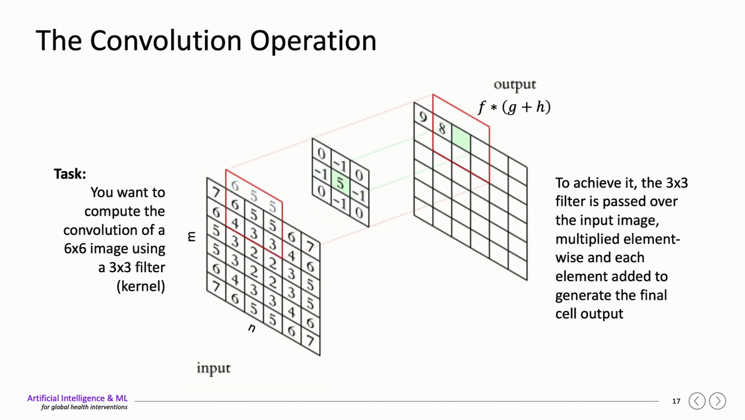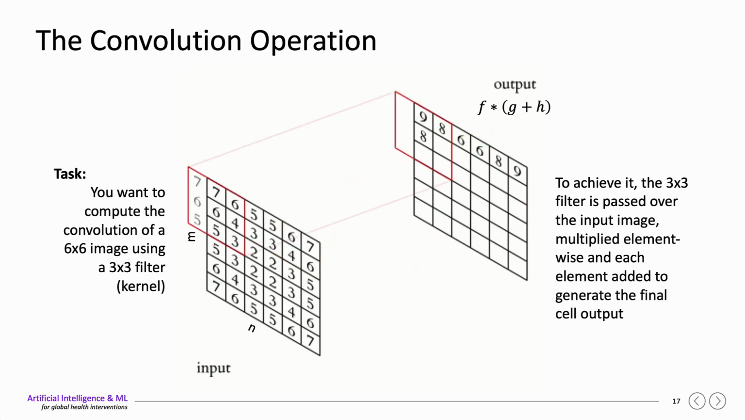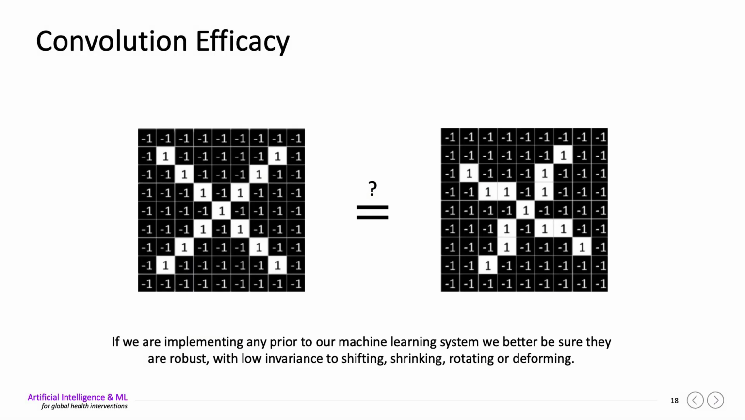The kernel then slides across the image, repeating this process at every valid position. Each output pixel, therefore, summarizes a local region of the input, capturing specific patterns, such as edges, gradients, or textures depending on the kernel's values. This sliding multiply and sum operation is the core mechanism by which convolutional neural networks extract meaningful spatial features in images.